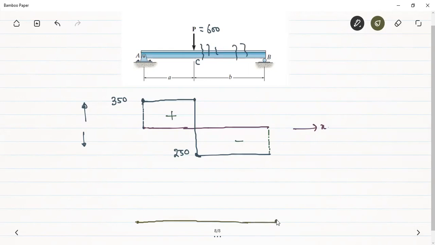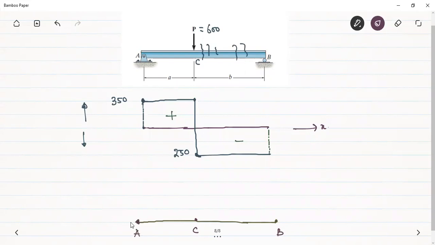What was the bending moment at A? The bending moment at A was 0. So this is A. This is actually C. This is A. This is C. And this is B. The bending moment here is 0.